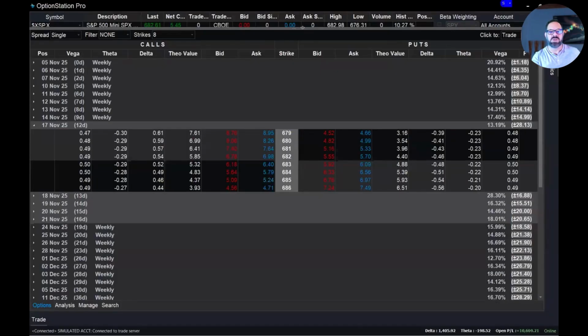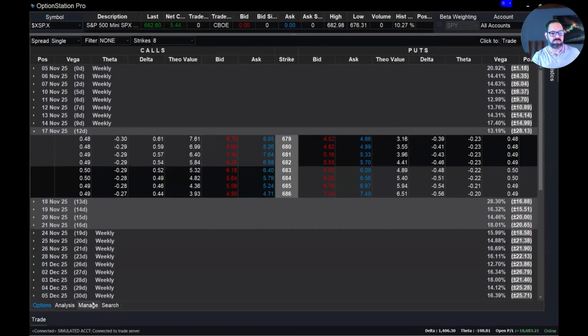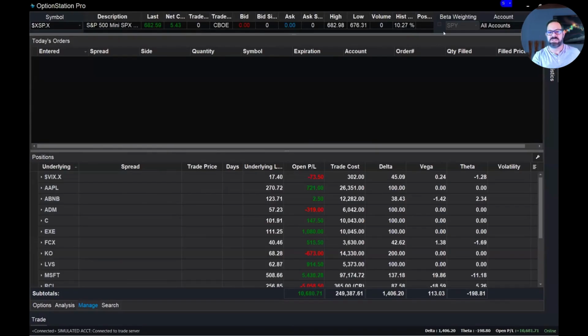So again, this is where I was looking at OptionStation Pro. There are the positions. And right here, you can do beta weighting. And you'll notice it shows delta beta. We're going to talk about what that is in a little bit.